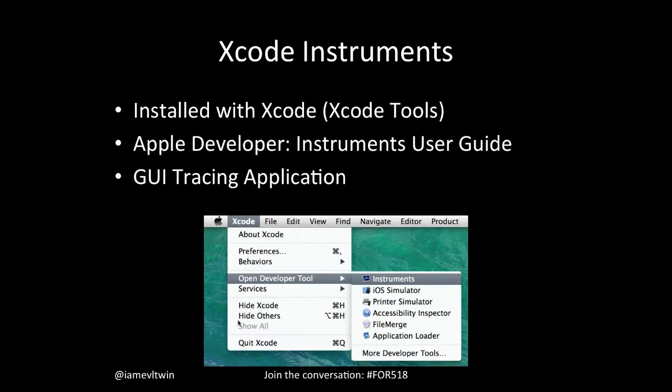So Xcode Instruments is really just an interface to a lot of the DTrace capabilities. It is a GUI-based system. You get it installed when you download Xcode. It's in the developer tools, and they have a whole Instruments User Guide out there.